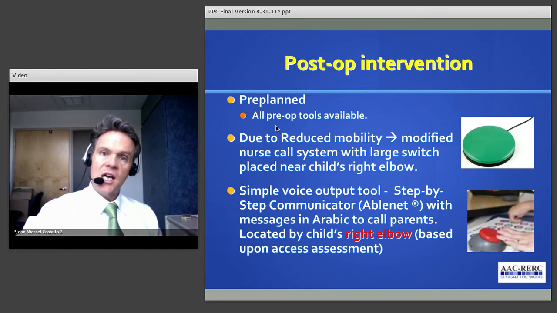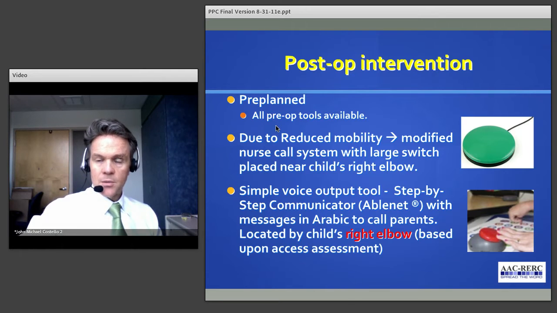So for those times when the family was nearby to be able to pay attention to him and interpret needs, should he have needs, we set up a simple voice output communication aid step by step, connected to that same switch, so that when he used his elbow, he instead would summon his parents with a pre-recorded message in Arabic.